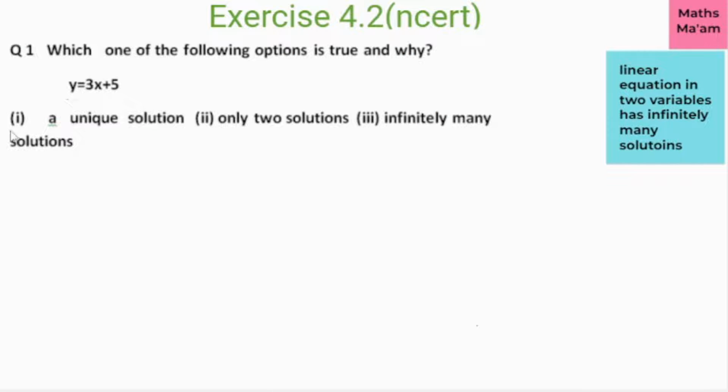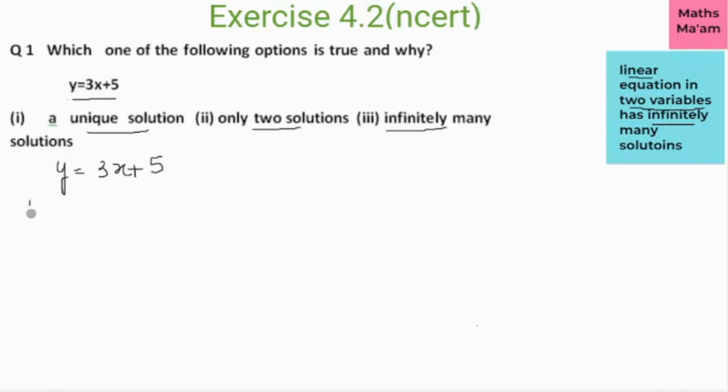Exercise 2. The first question says, which one of the following is true for this equation y is equal to 3x plus 5. Here we can see this is a linear equation having two variables x and y, right? And we have to tell whether this equation is having a unique solution, that means only one solution, or only two solutions, or infinite solutions, that means many solutions. As we know that a linear equation in two variables has infinitely many solutions, but we'll prove this here with this example. y is equal to 3x plus 5.